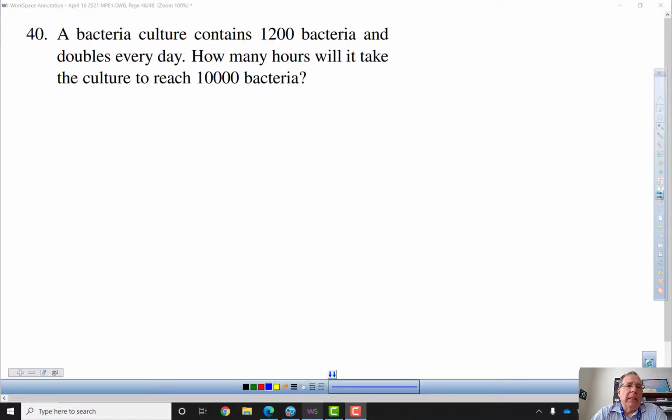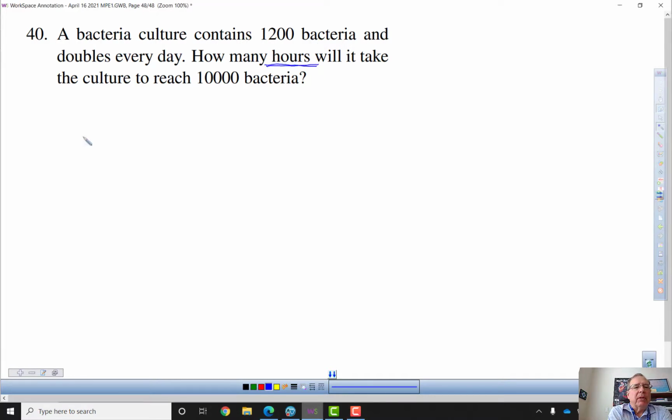So 40 and last, a bacteria culture contains 1,200 bacteria and doubles every day. How many hours will it take the culture to reach 10,000 bacteria? Okay, because they told me it doubles every day, there is a little trick here. It says how many hours.